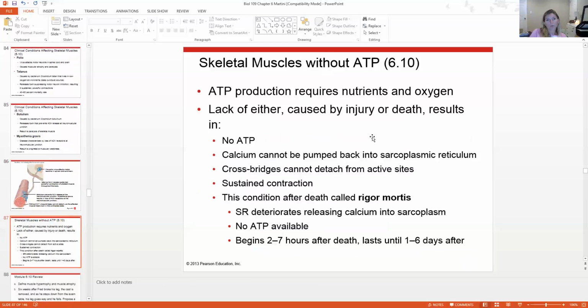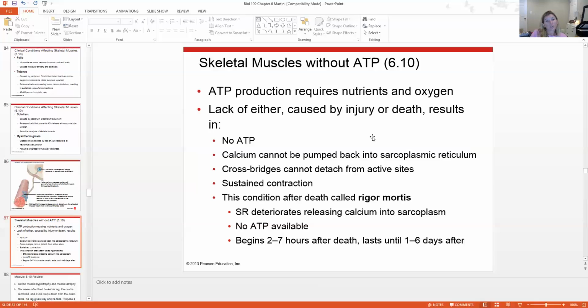All right, keep on moving. Muscle cells that do not have ATP. ATP is required for our muscle cells to contract. Lack of nutrients, lack of oxygen, lack of ATP can result in, well, no ATP. It can result in calcium not being pumped back into the SR. It can result in those cross bridges not detaching. It can result in a sustained contraction where because those cross bridges don't detach, they just stay attached and stay tight.